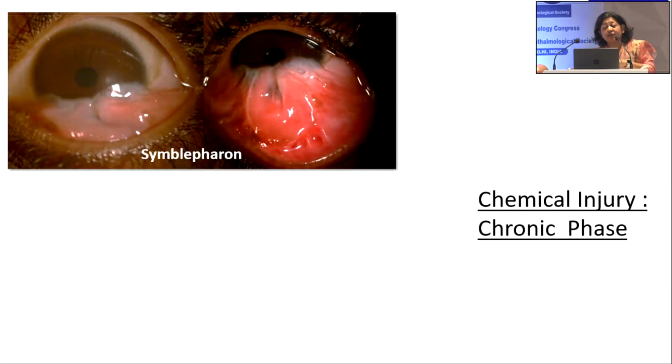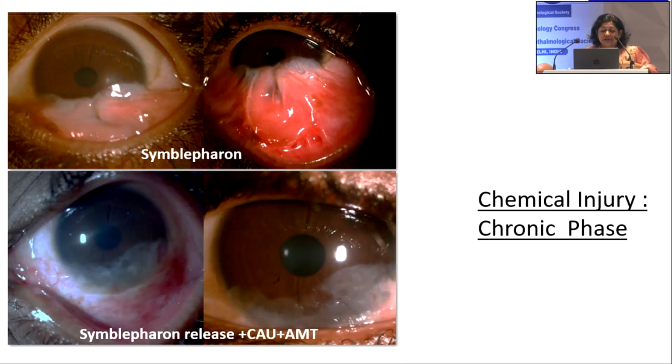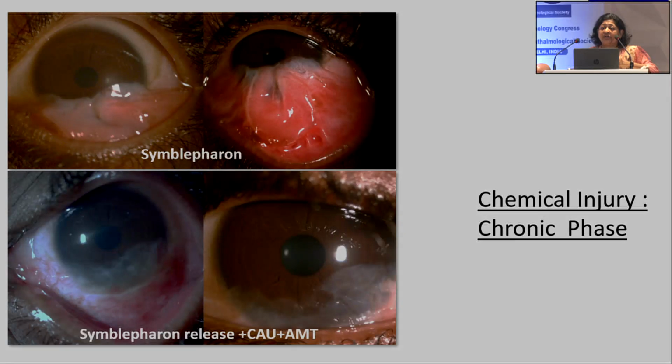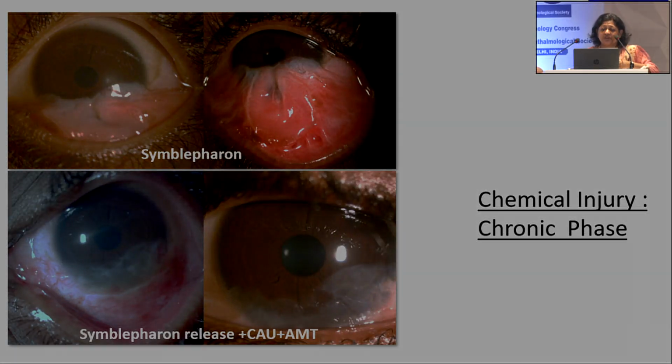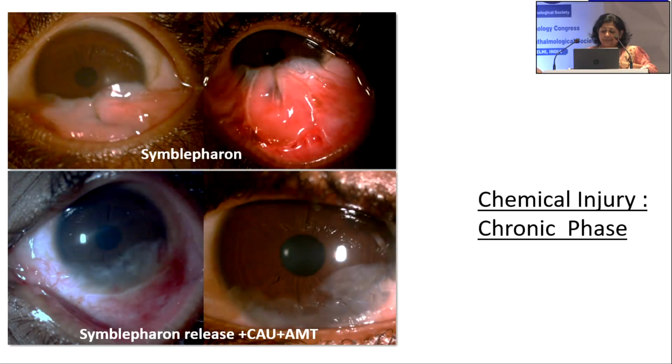Moving on, in the chronic phase of chemical injury, you will often have children presenting to you with a symblepharon or a partial limbal stem cell deficiency, like was in this patient, wherein he underwent a symblepharon release with just a conjunctival autograft and an amniotic membrane. If you look very carefully, almost 10 clock hours of the limbus is intact. So you really don't need a limbal stem cell transplant in this. It can be treated just like a pterygium surgery, but requiring a little more extensive release of the tissue.